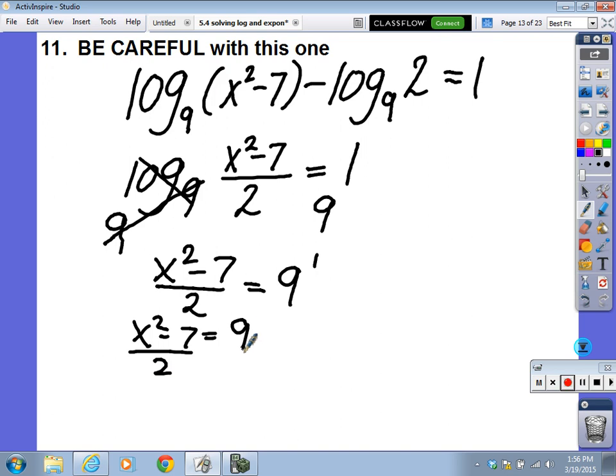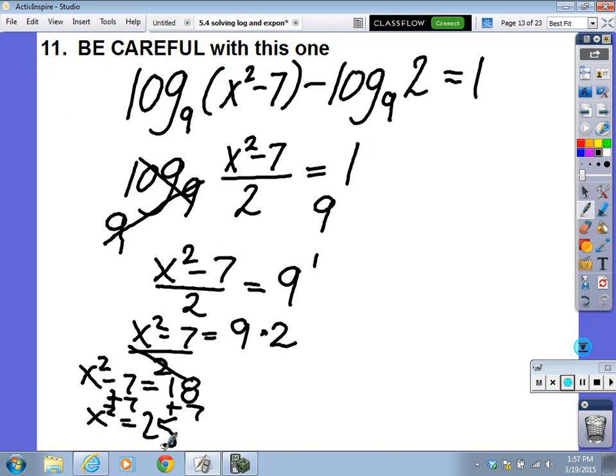So I'm going to cross multiply. I want to get rid of my fraction of 2, so I'm going to multiply both sides by 2, but it divides out over here, right? So I have x squared minus 7 is equal to 9 times 2, which is 18, right? Is everybody following? And then we're going to add 7. So we have x squared is equal to 25. And then our last step is to take the square root of both sides. So I have x is equal to plus and minus 5. And that's our answer.